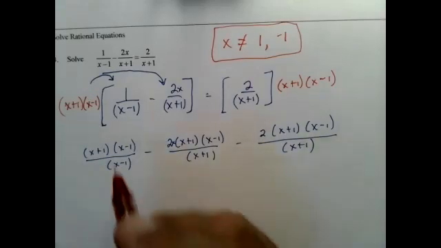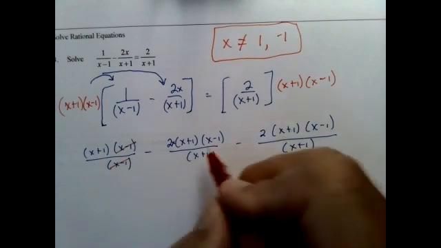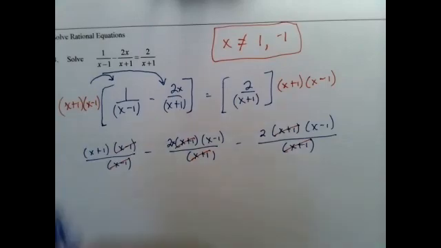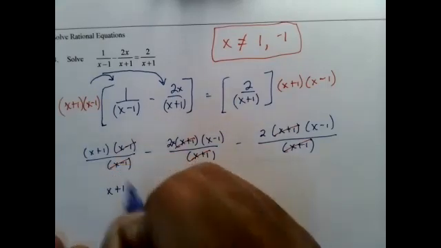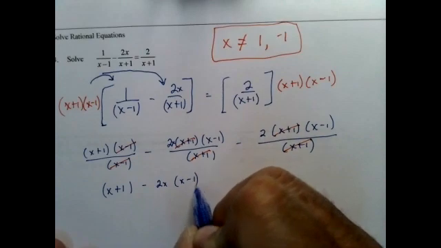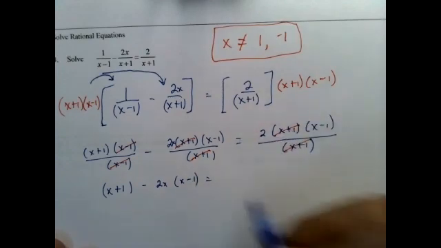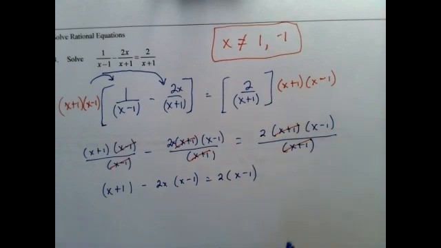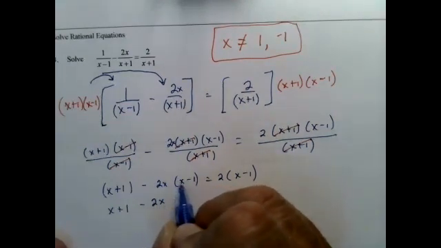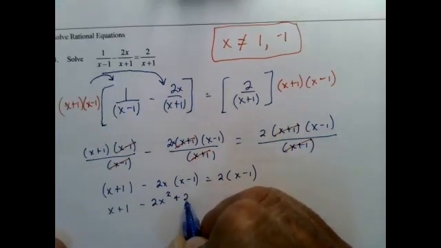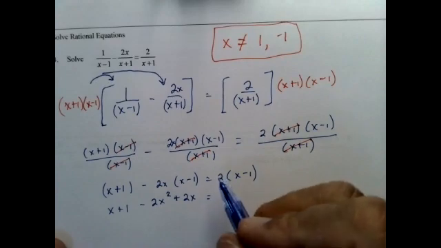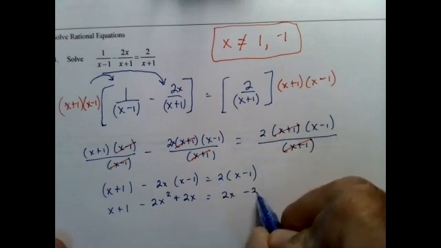Now, without breaking up any happily married binomials, I can cancel. Ooh, I can cancel. Ooh, I can cancel. So what do I have? An x plus 1 minus 2x times x minus 1 equals 2 times x minus 1. Huh. x plus 1 minus 2x squared plus 2x. I had to distribute the negative 2x, equals 2x minus 2.